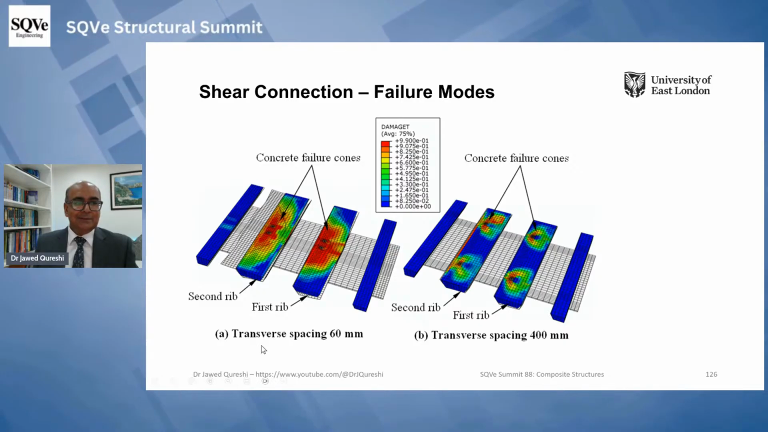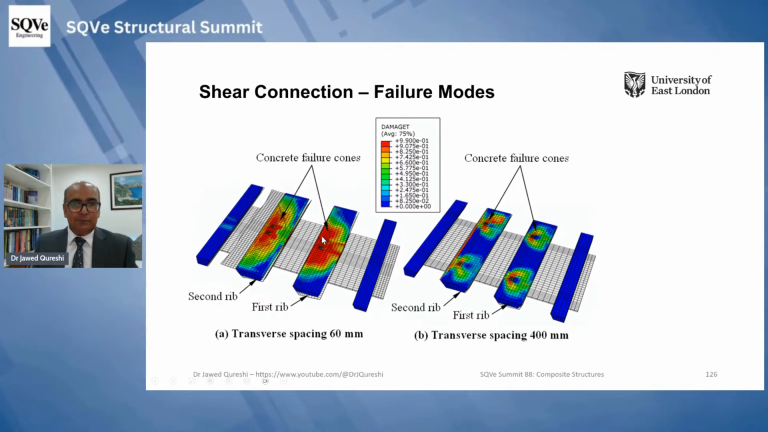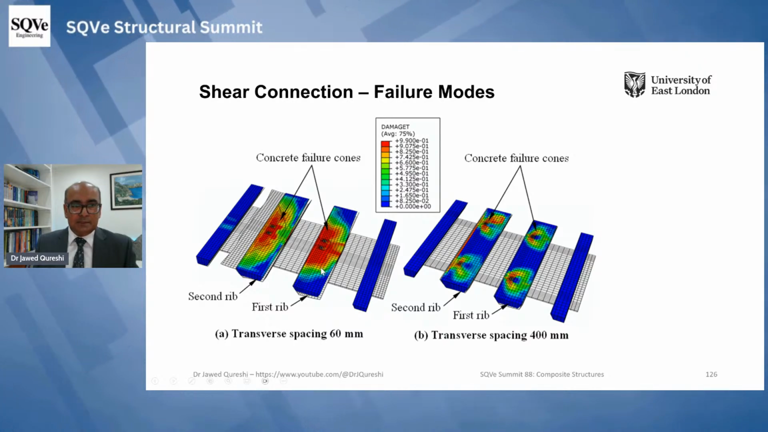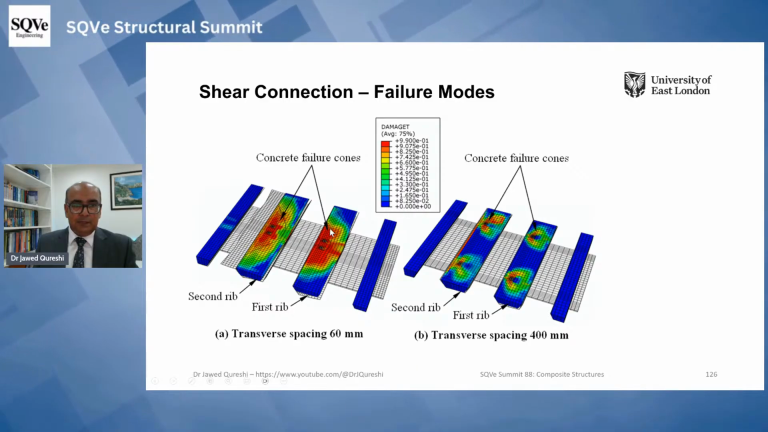Now this is very interesting. We have a transverse spacing of 60 millimeter in the left figure. You can see that cones are shared here. This is indicating concrete cracking, concrete damage. Damage T means concrete damage. 1 indicates complete failure and 0 indicates no failure. And see that cones are connected.